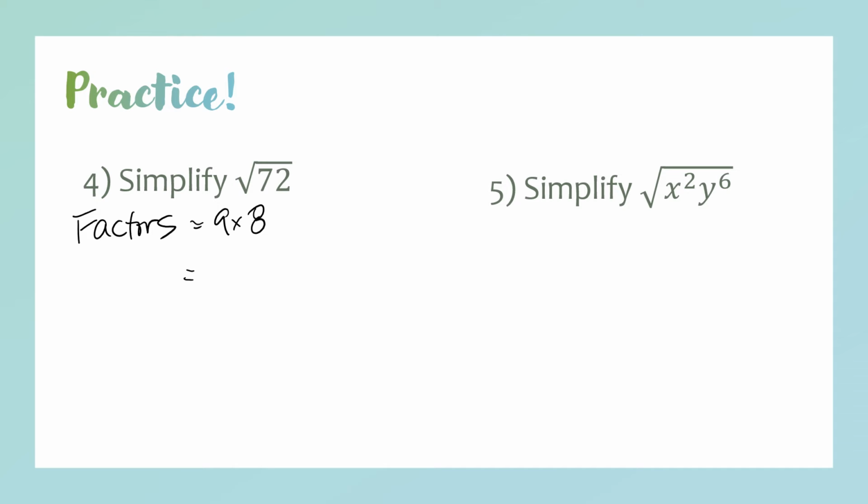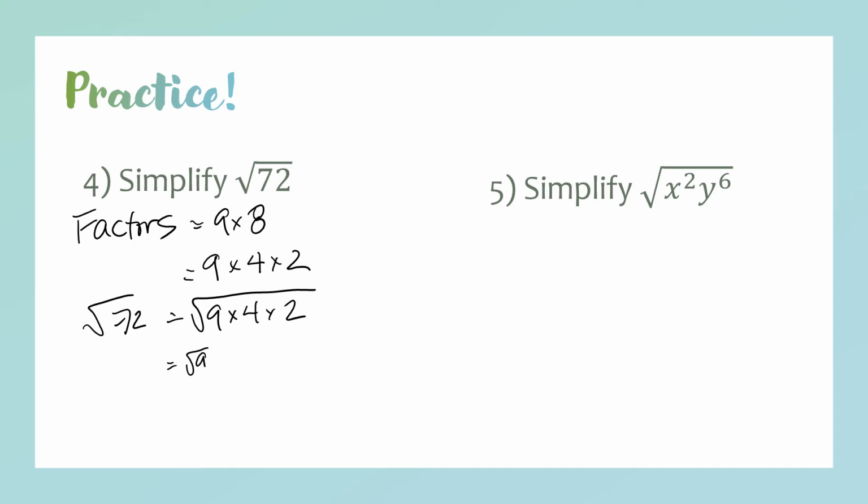And since I want roots, I can say, well, I know the square root of 9. 8 doesn't break into square roots, but 8 is 4 times 2. So if I want the square root of 72, I could say, well, now I want the square root of 9 times 4 times 2. That's the same as square root of 9 times the square root of 4 times the square root of 2. Okay, well, that's 3 times 2 times root 2. So that's 6 root 2.